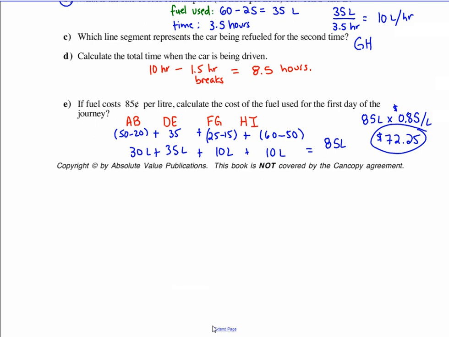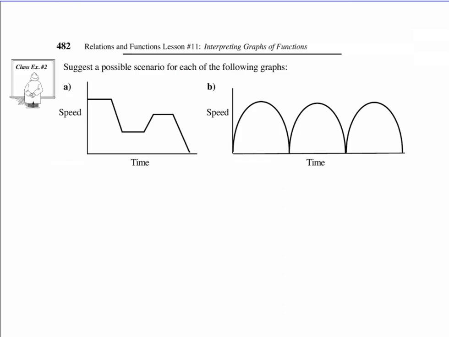All right, so let's look at just the next page, and then we're done for this lesson. So we're going to look at example 2 and 3. So it says, suggest a possible scenario for each of the following graphs. So when you have something like this, you might want to break it up into its line segments. So here, this is a graph. It's not distance versus time, it's speed versus time. So be very careful with that. So we're going to break it up into the different line segments.